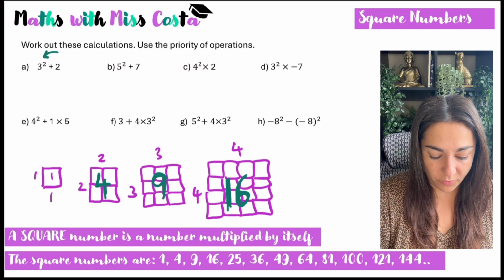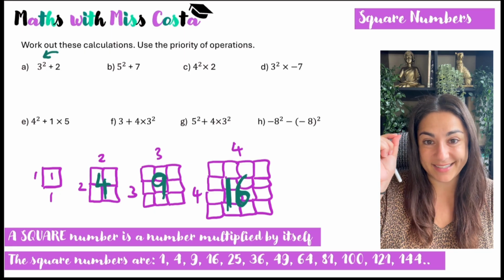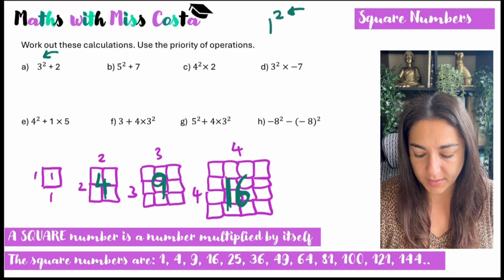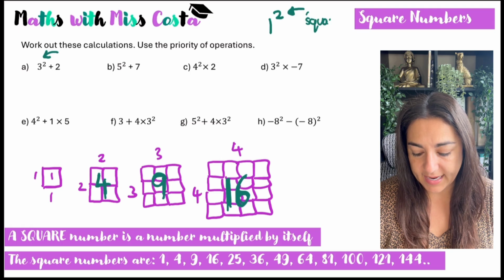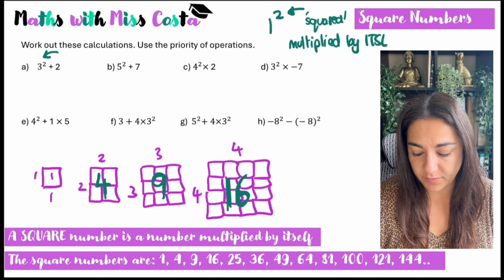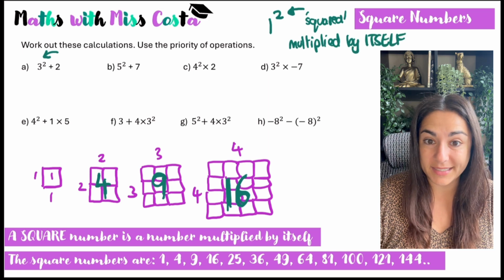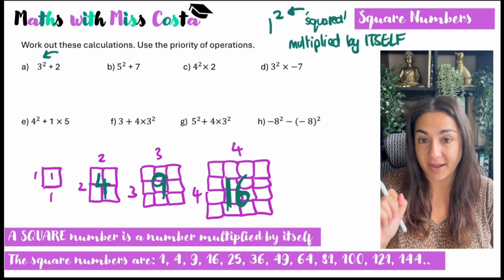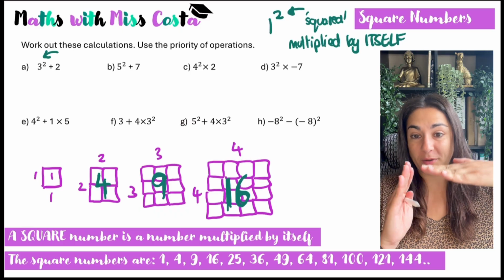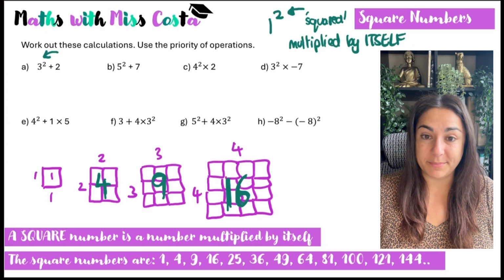And the way we write a square number is with this little indice there. So 1 squared, this little 2 means squared. And squared means multiplied by itself. And the reason they're called square numbers is when you multiply anything by itself, so like a length times width, it's always going to be a square number.